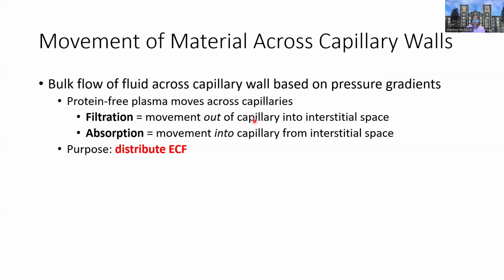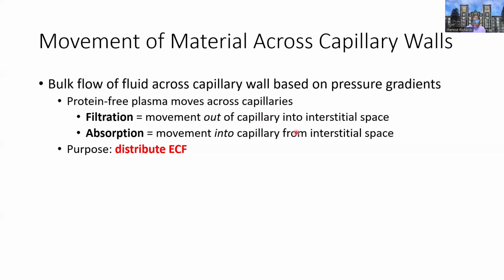Filtration is movement out of the capillary into the interstitial space. So thinking back again to A&P 1 here with our different fluid compartments, we have intracellular fluid inside the cell. We have extracellular fluid outside the cell. And within that extracellular fluid, we have interstitial fluid, which is fluid around the tissue, and then we have plasma, which is fluid in the capillaries and vessels.